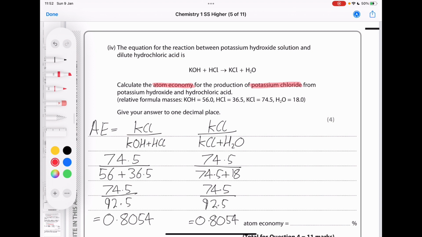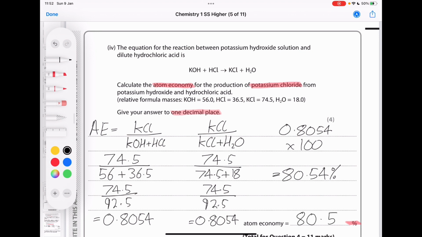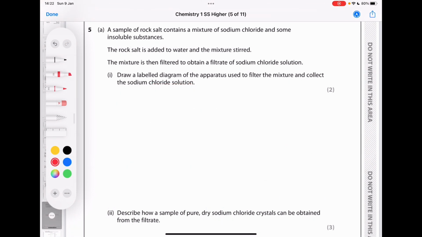I've been asked to give my answer as a percentage, and therefore need to multiply this answer by 100, which gives me an answer of 80.54%. However, I've been asked to give my answer to one decimal place, and therefore the last mark is to give my answer as 80.5%.